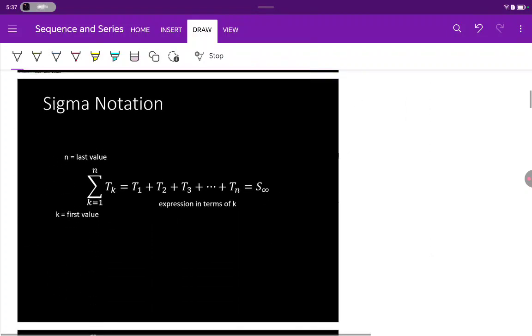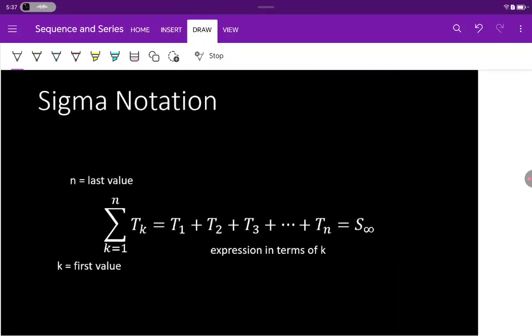So let's have a look at the elements of sigma notation. Sigma notation has a very specific symbol, and it is this Greek letter that looks like an E. So the first thing you need to be able to do is write this Greek sigma. The letter itself in Greek is sigma. That's the meaning of that E.